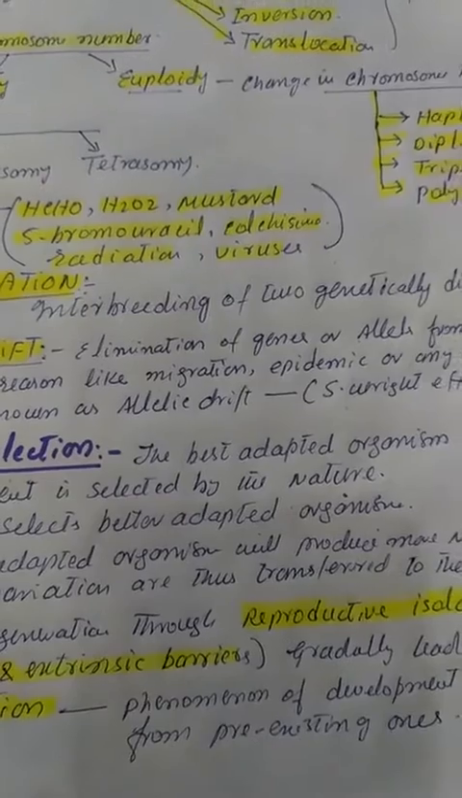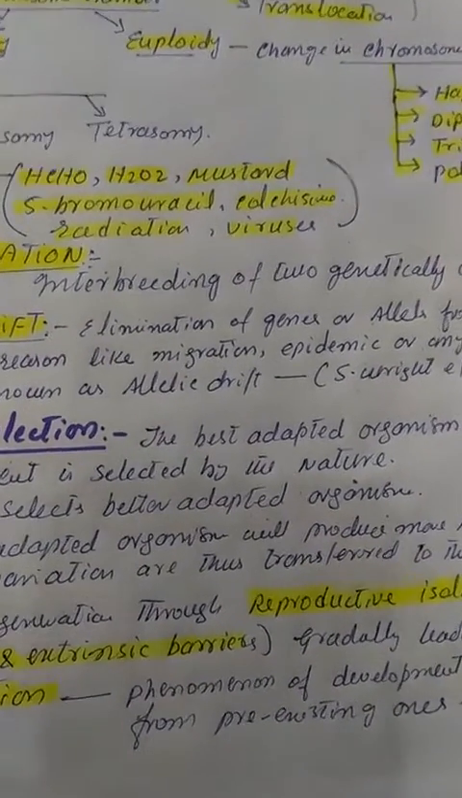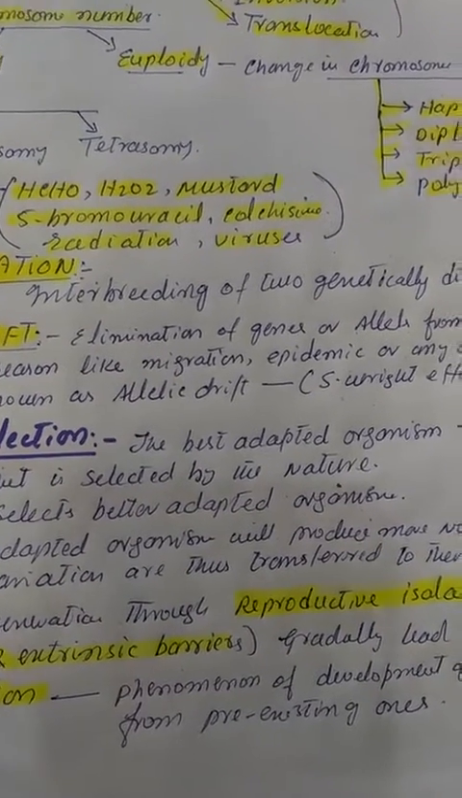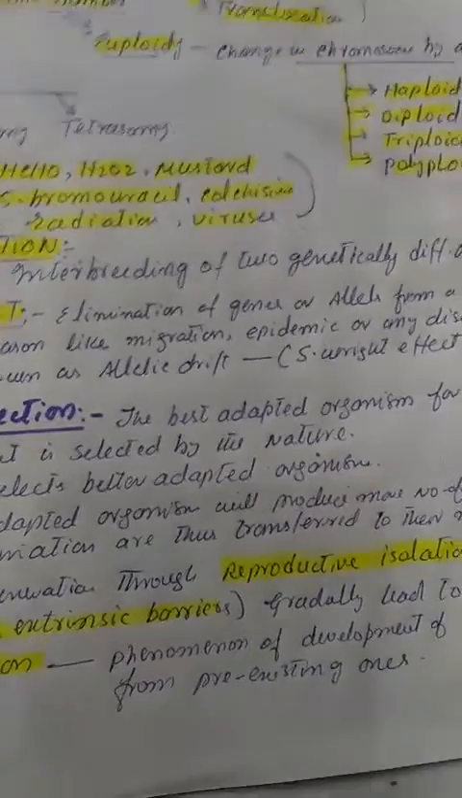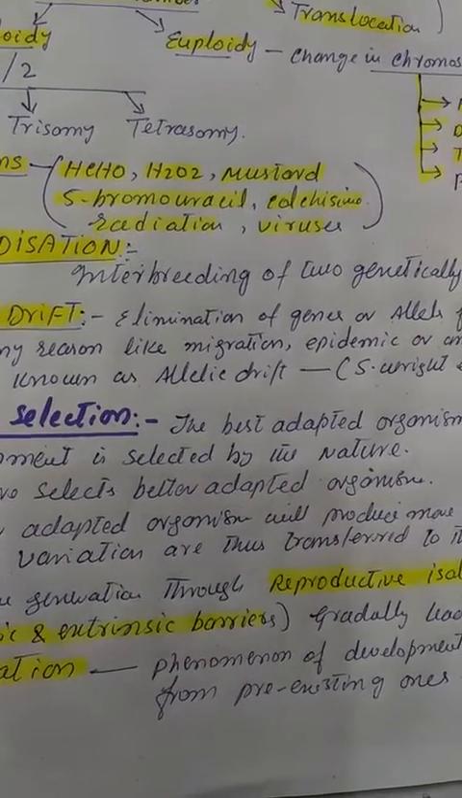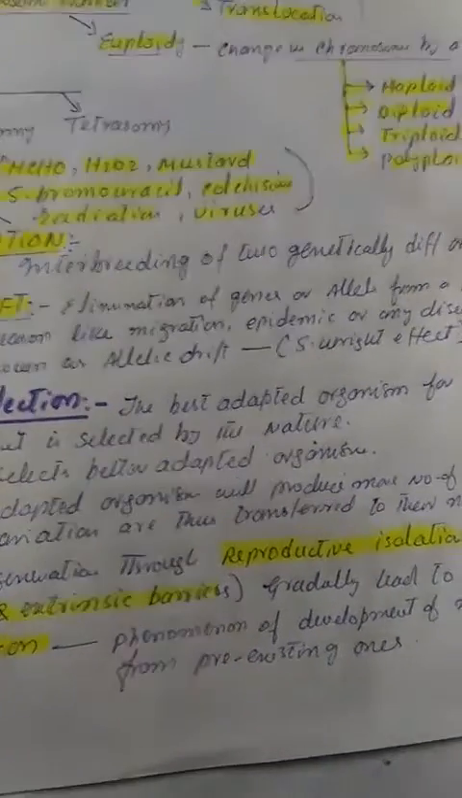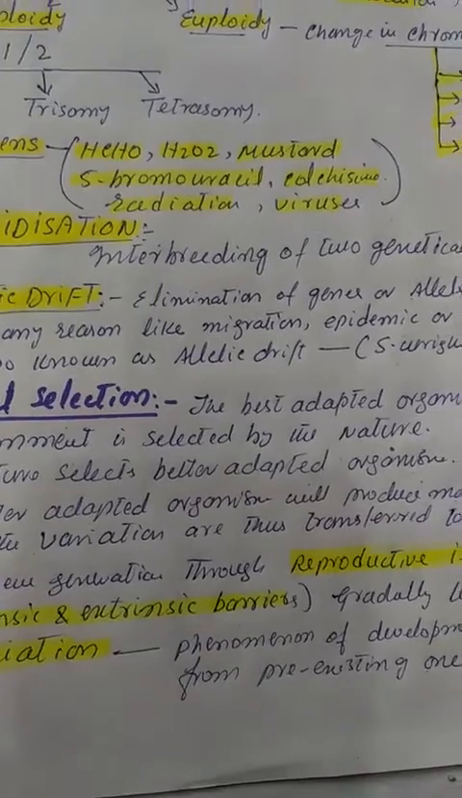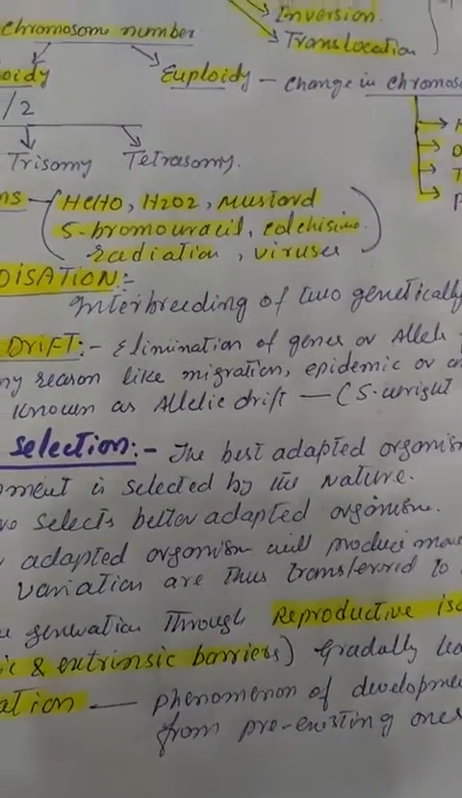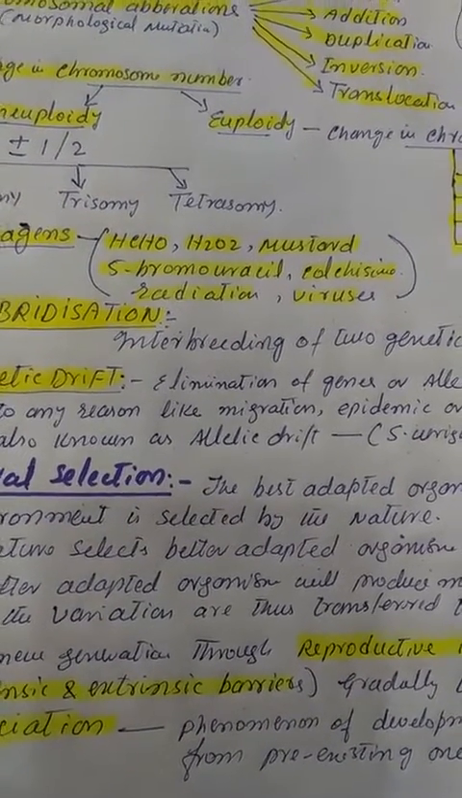Now, these new generations, through reproductive isolation, which may be through various intrinsic or extrinsic barriers. These isolation barriers gradually lead to speciation, which is the phenomenon of development of new species from pre-existing ones. Now, this is all about neo-Darwinism.